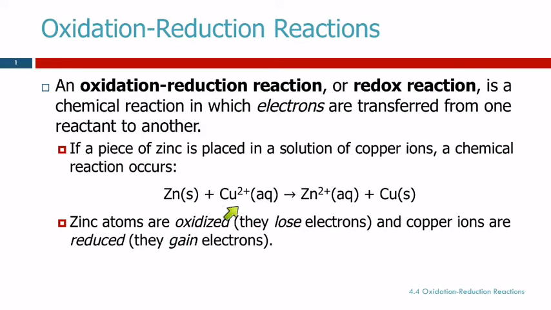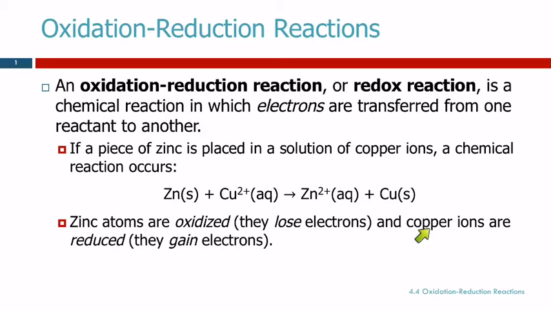How does a copper ion become a copper atom? By gaining 2 electrons. Where did those 2 electrons come from? They came from the zinc atom. Now, the question of why a zinc atom would give a copper ion 2 electrons, that's a whole other subject that we're not going to get into, but it happens.